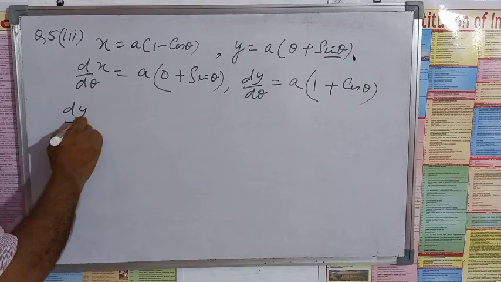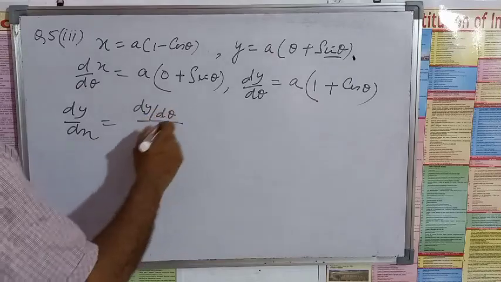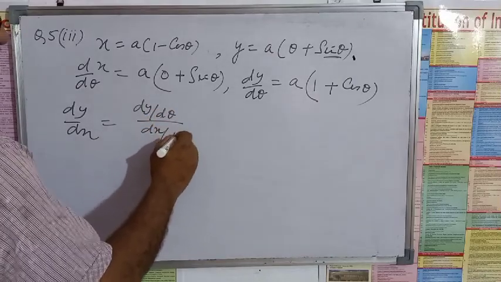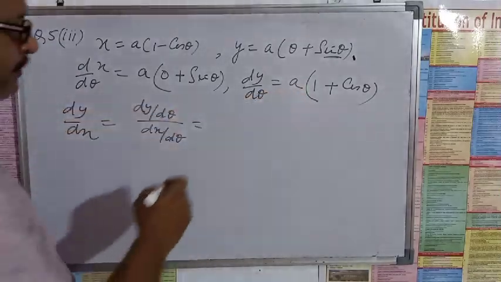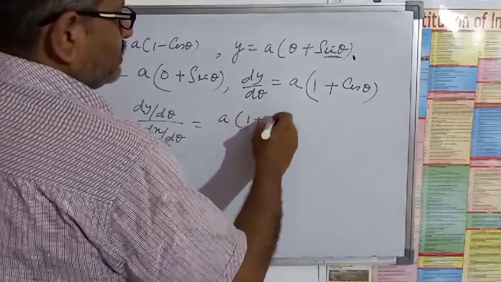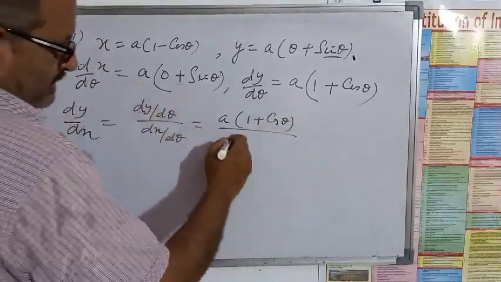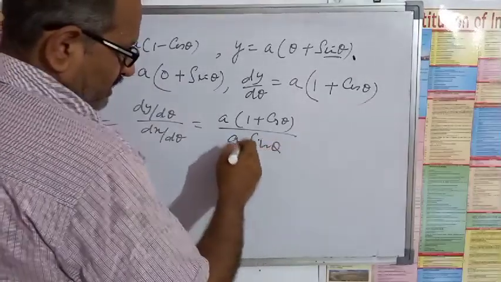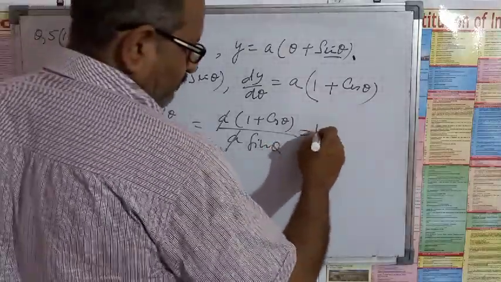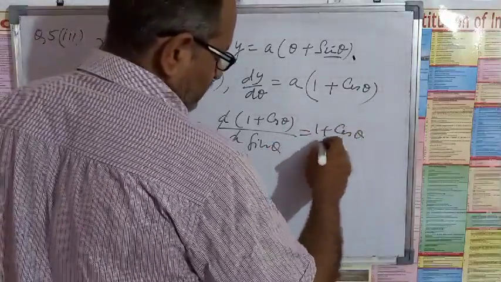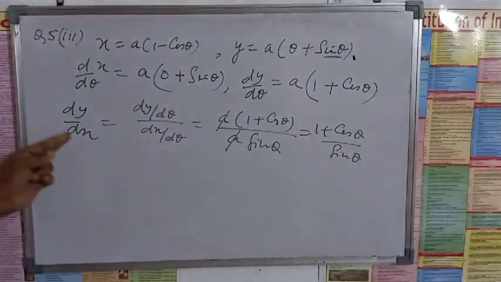Now write dy by dx. So dy by d theta upon dx by d theta. dy by d theta is a in bracket 1 plus cos theta, and dx by d theta is a sin theta. a cancels with a. So it is 1 plus cos theta upon sin theta. So this is dy by dx.